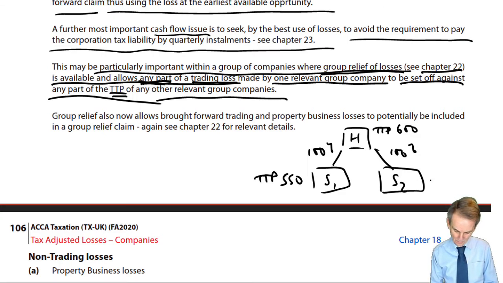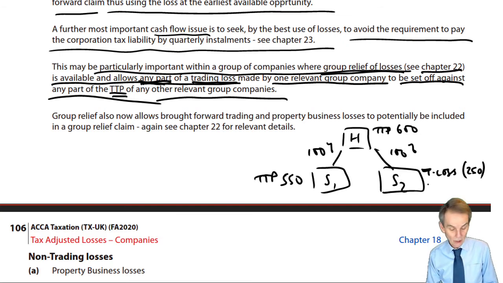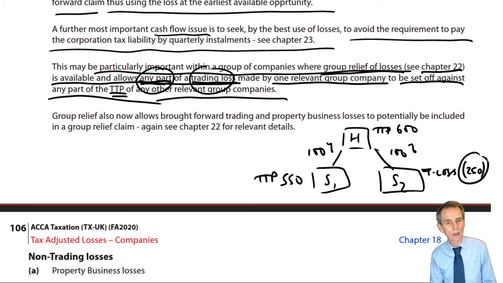And S2, we are talking about a trading loss of £250,000 there. Now, S2 may have other amounts chargeable. It could have other income, it could have capital gains. But what group relief does, and you will see in chapter 22, is to allow, as we've just said, any part of a trading loss. So any part of that trading loss of 250, all of it, some of it, none of it, up to you, may be used in terms of group relief.